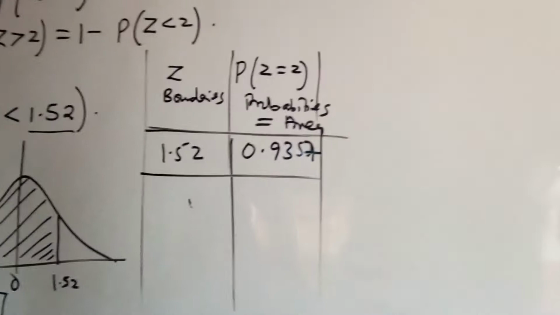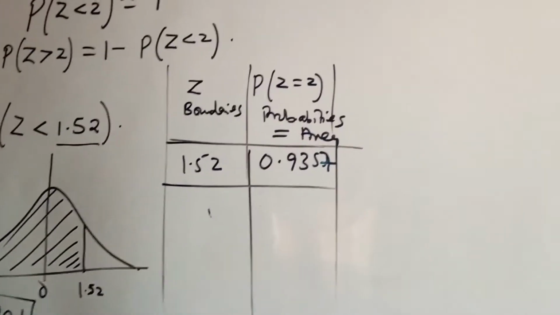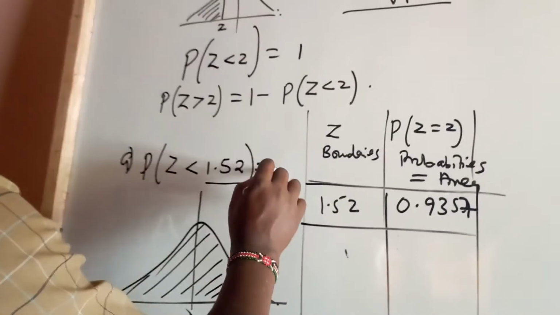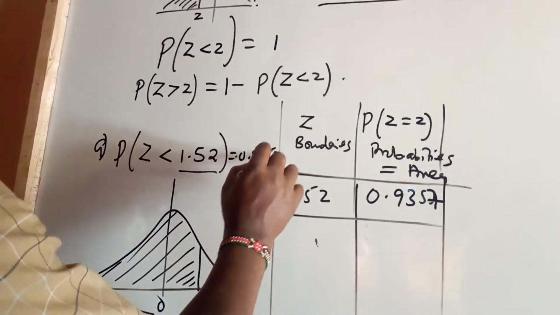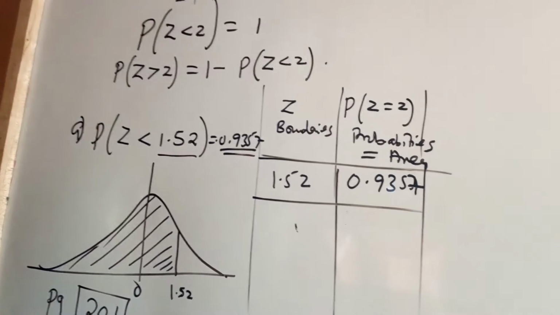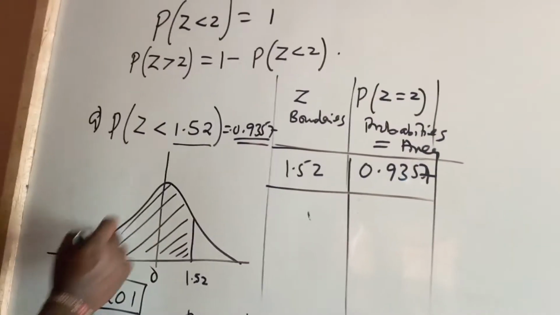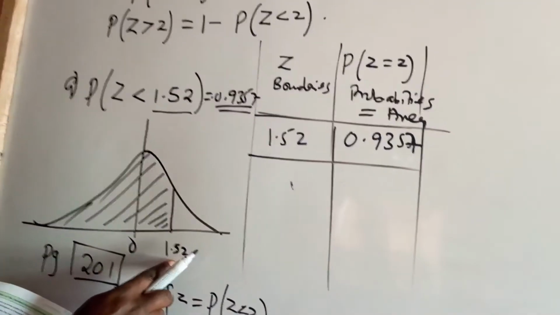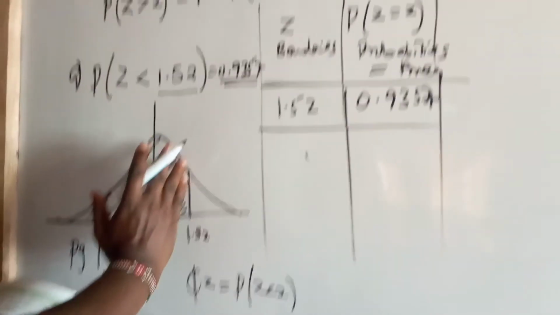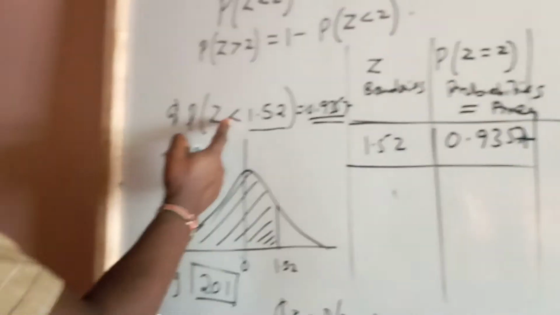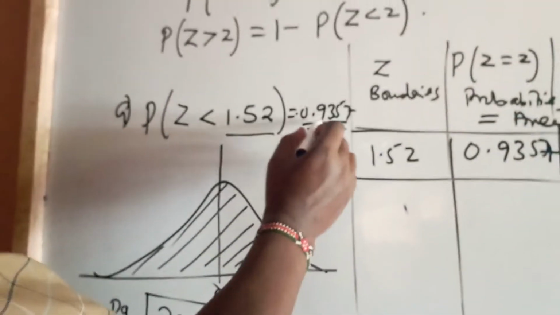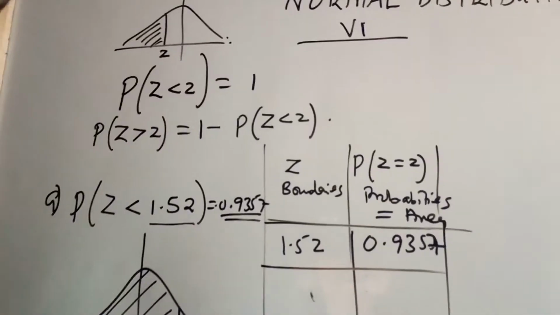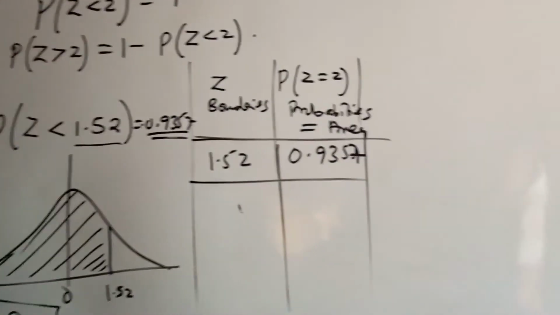So the answer to part A is 0.9357. What does that mean? That the area of this model up to the boundary 1.52, which is shown here, to the left of it, because of the less than, is 0.9357. Let us go to part B of the question.